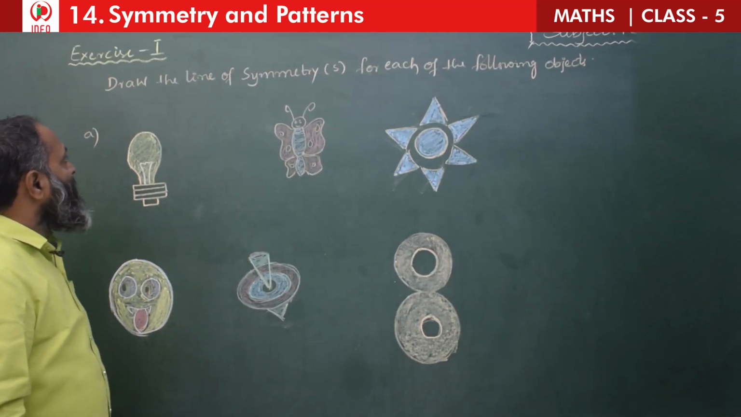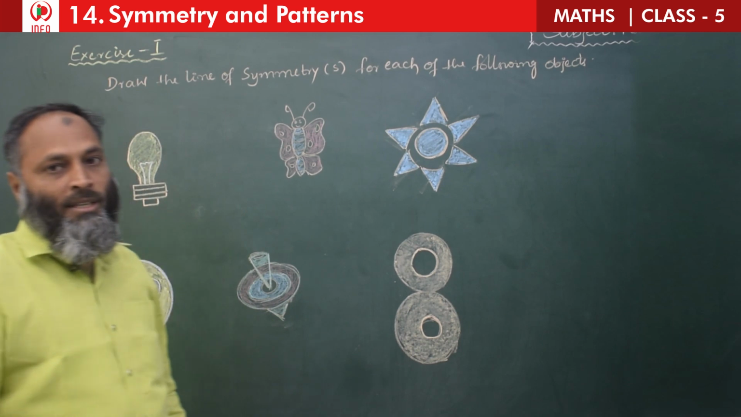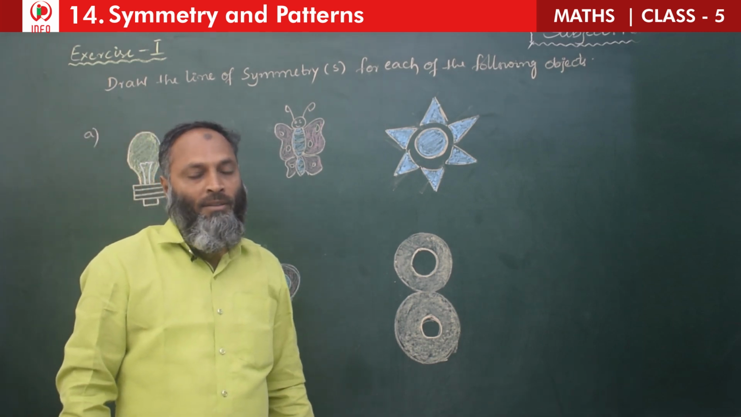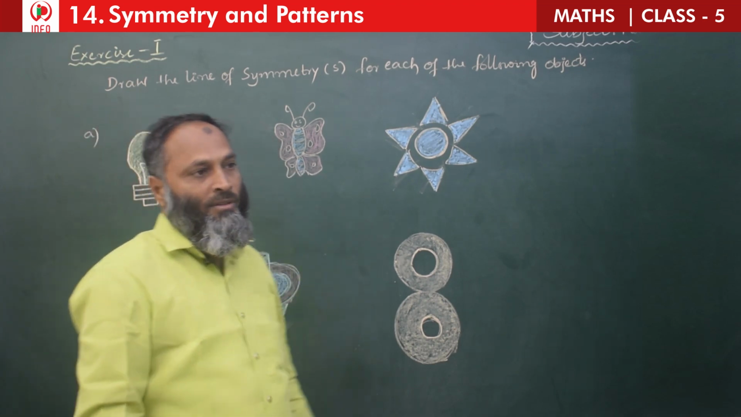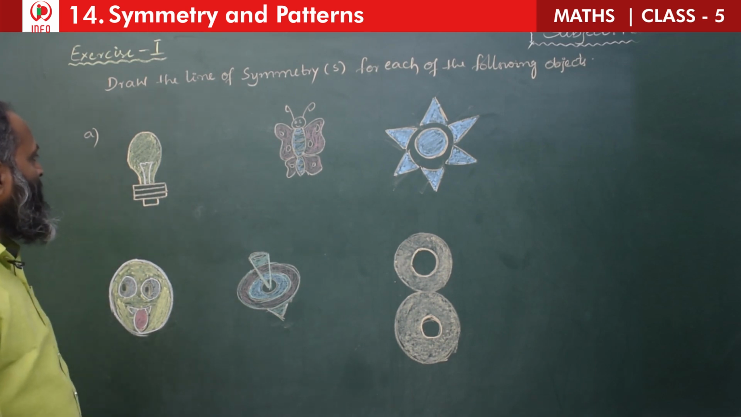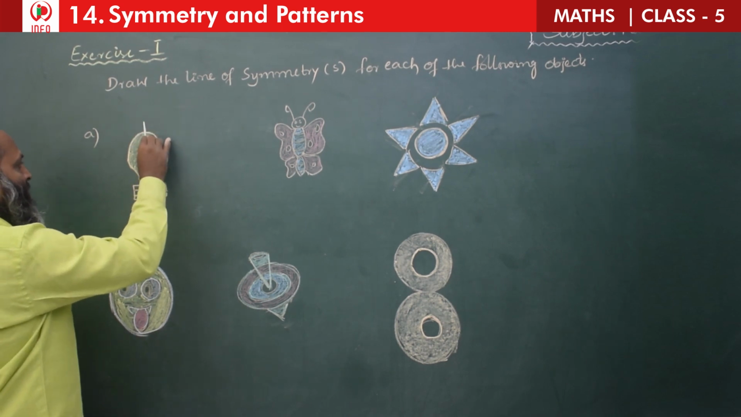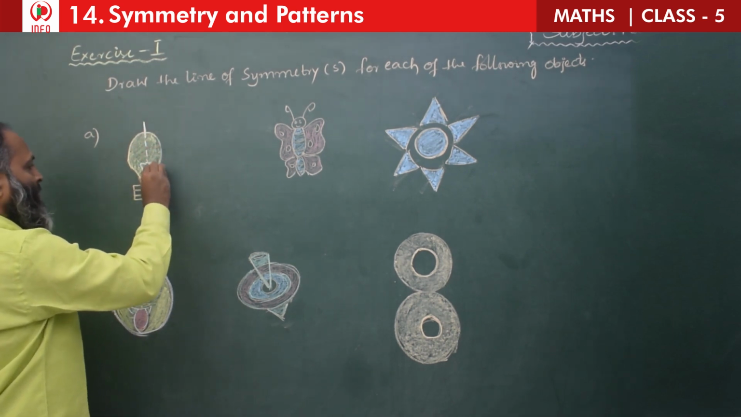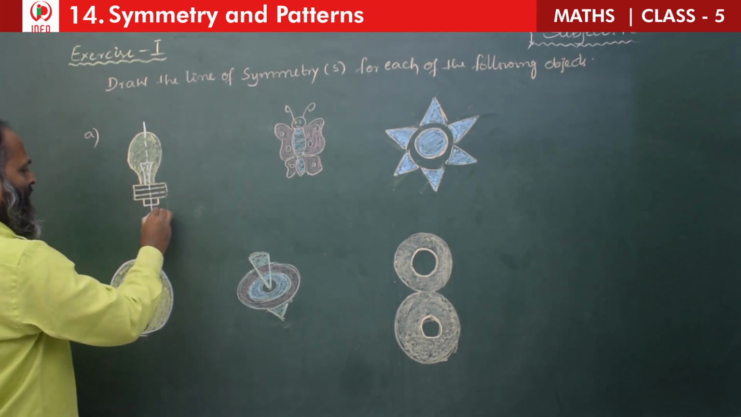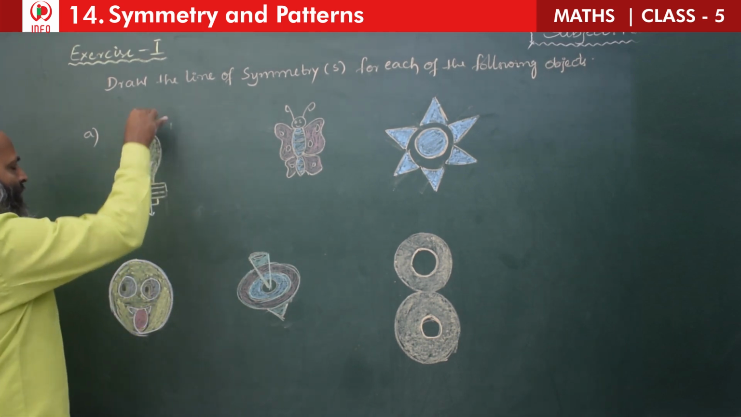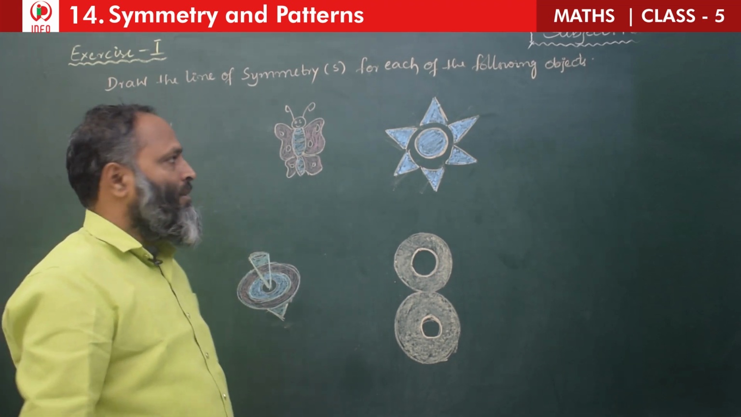Now see here in exercise 1: draw the lines of symmetry for each of the following objects. Some objects are given, and for these objects we should draw the lines of symmetry, vertical lines, horizontal lines, whatever the line of symmetry is. The first one is a bulb. Here we get one line of symmetry, that is vertical. If we draw one vertical line, it divides the bulb into two equal halves. Only one line of symmetry we can draw.